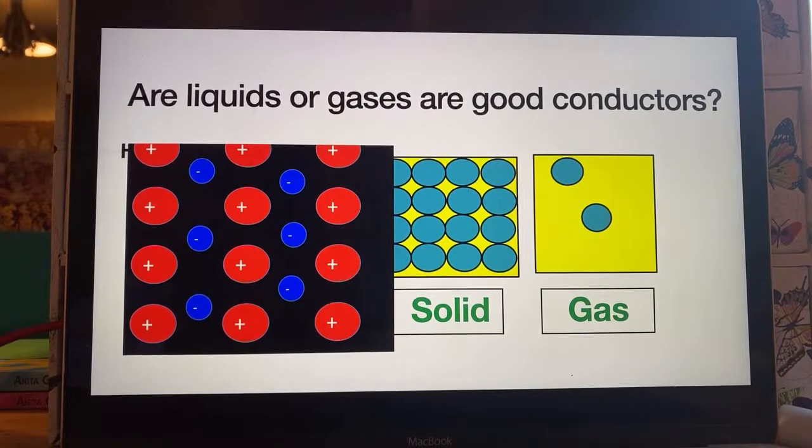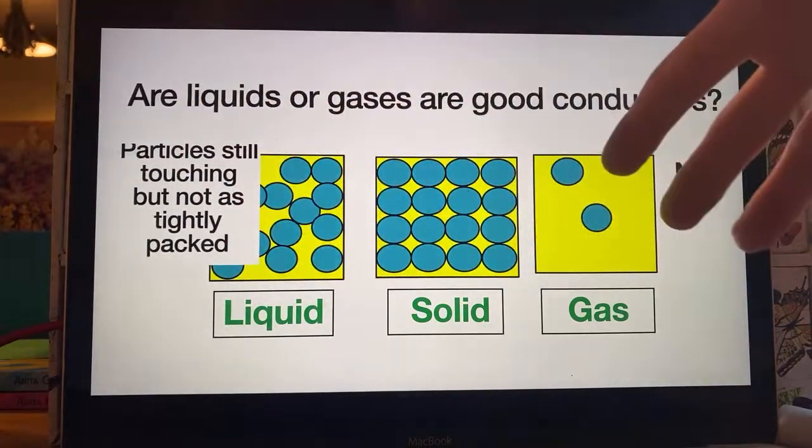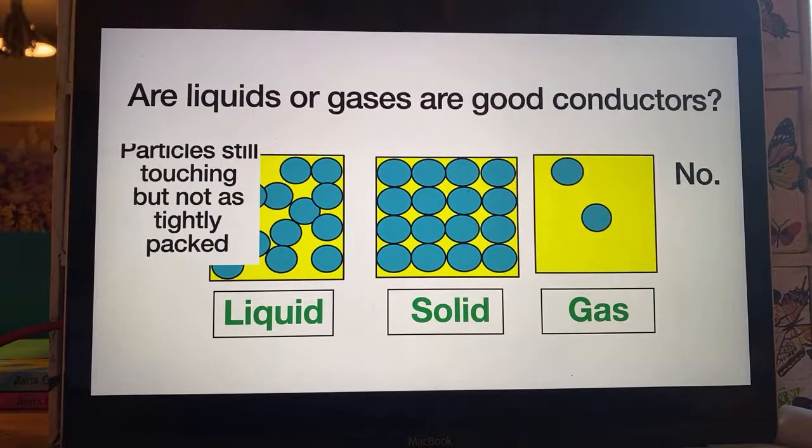And then we asked, are liquids or gases good conductors? And we answered, no, they are not, because the particles aren't close enough together, right? It takes a long time for the heat to travel through them.